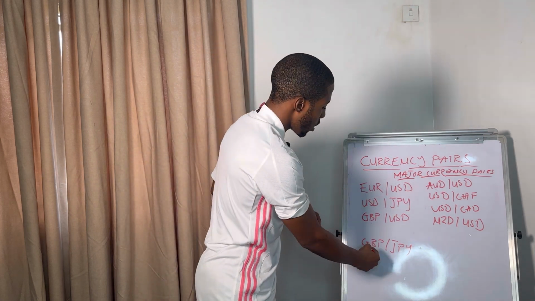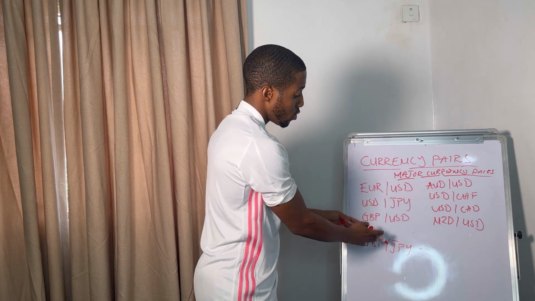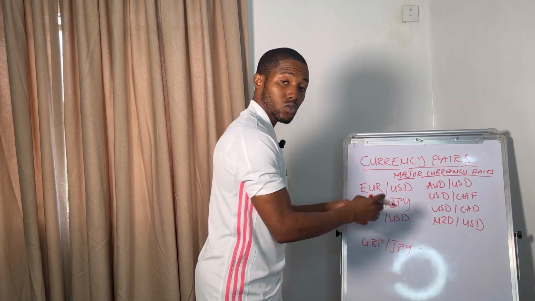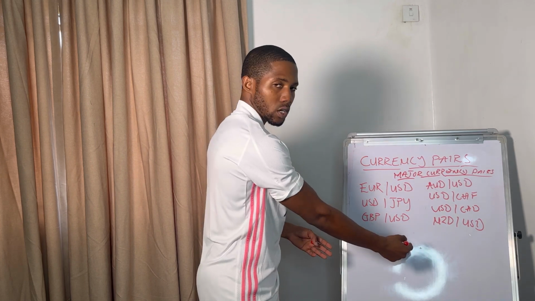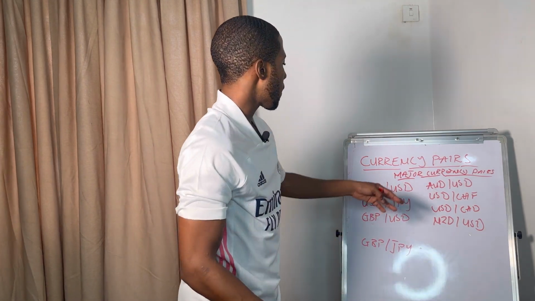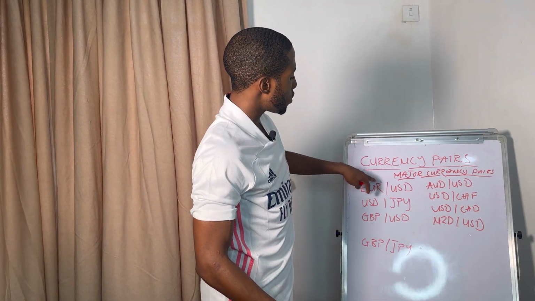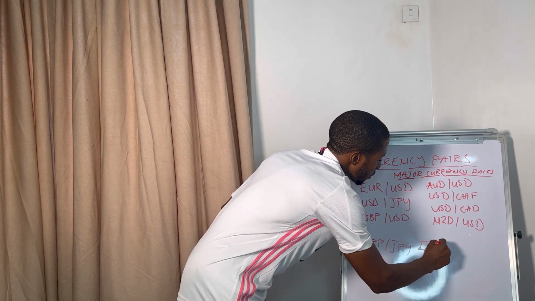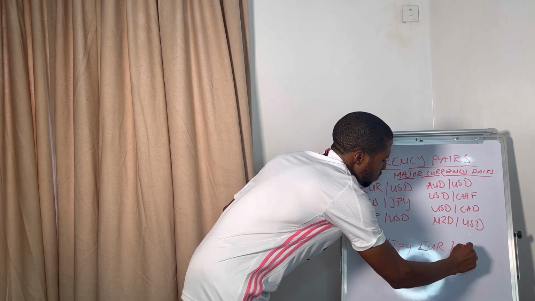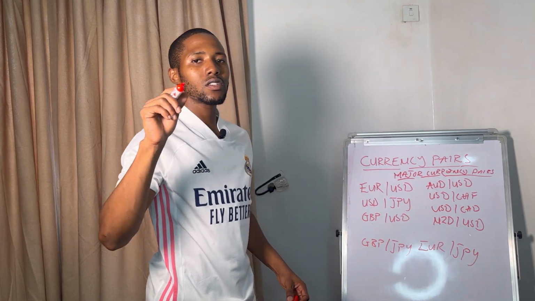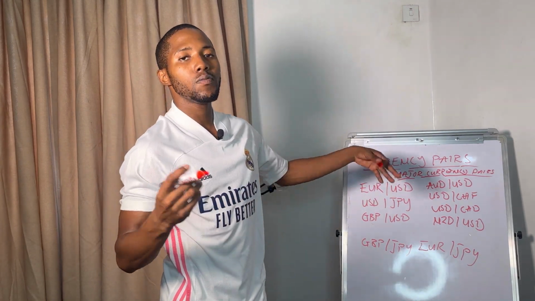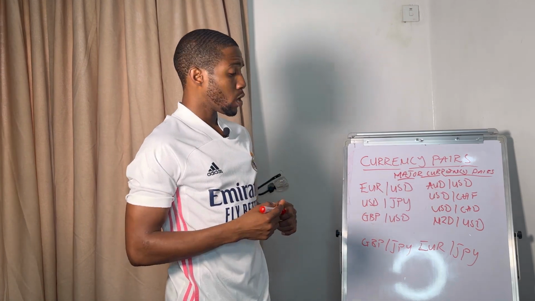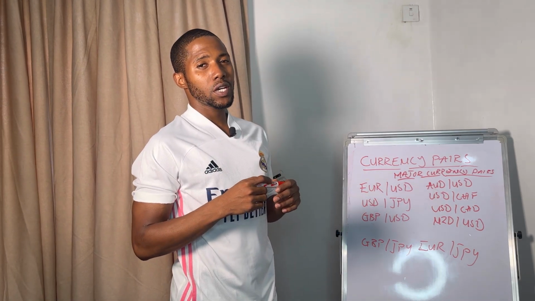Say GBP/JPY: the British pound is a major economy and Japan too is a major economy, so they are paired together. It's also a minor currency pair. Likewise, EUR paired with JPY. Basically, aside from the United States dollar, any major currency paired with another major currency is called a minor currency pair. Now, the next one is exotic pairs.